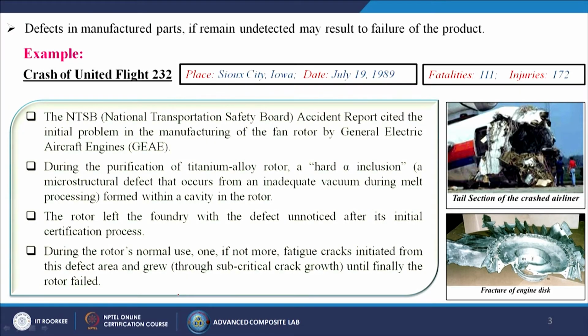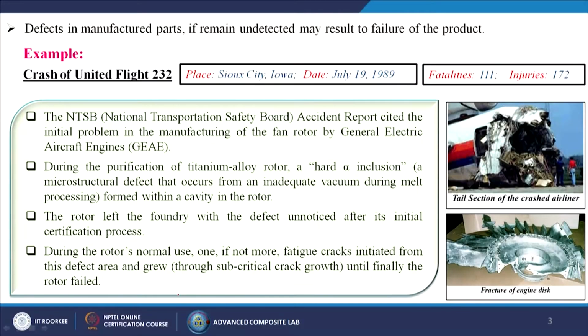I can give you a very good example, like the crash of United Flight 232. It took place in Sioux City, Iowa. The date was July 19, 1989. Fatalities were 111 and 172 people got injured.